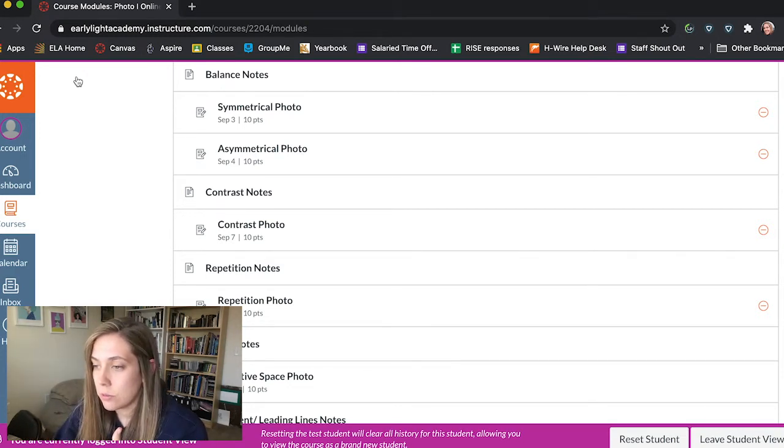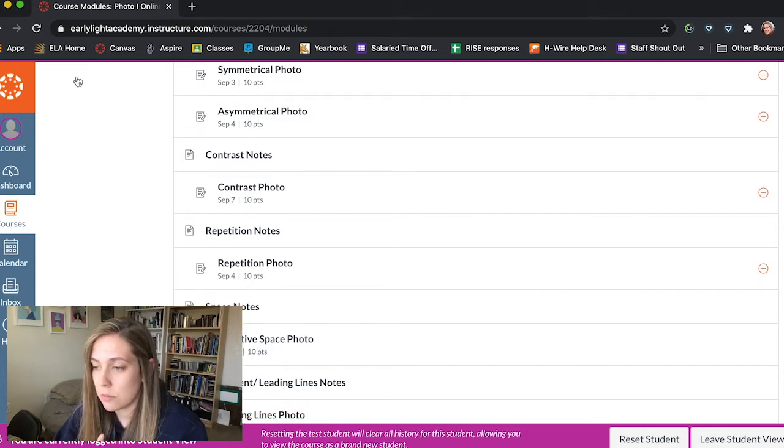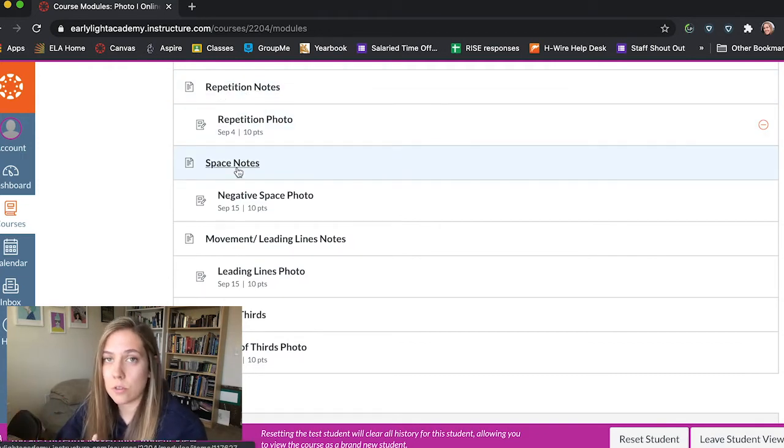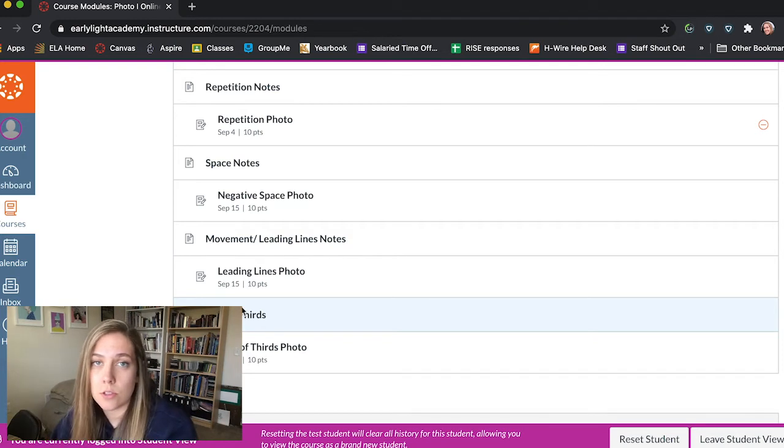In class, what we've been doing is reviewing repetition notes, space, movement, and rule of thirds notes, and then spending class time taking those photos. If you don't finish the photos in class, you need to finish them at home, or if you're an online student, then you're doing them at home.